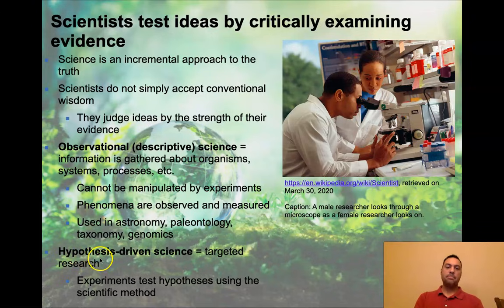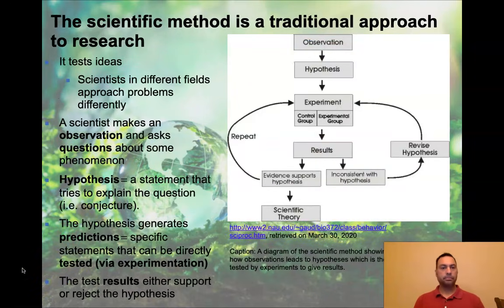In contrast with that is hypothesis-driven science. This is targeted research. This is where you're doing experiments. You're manipulating things, and you're seeing what happens as a consequence of that manipulation. So these experiments test hypotheses using the scientific method. And that word hypothesis is kind of a loaded word. We're going to get into that here in a moment. This is the traditional approach for the scientific method. You probably have seen diagrams like this your entire life, but we're going to get into it here in a moment. Now, the scientific method tests ideas.